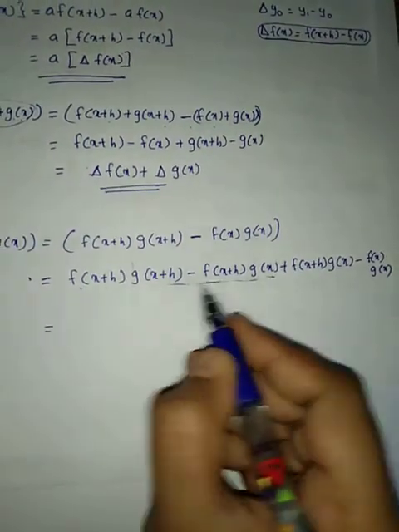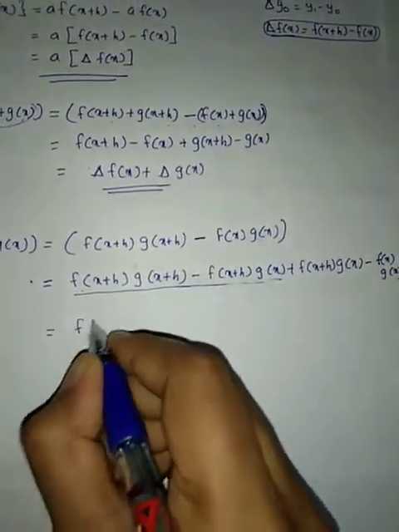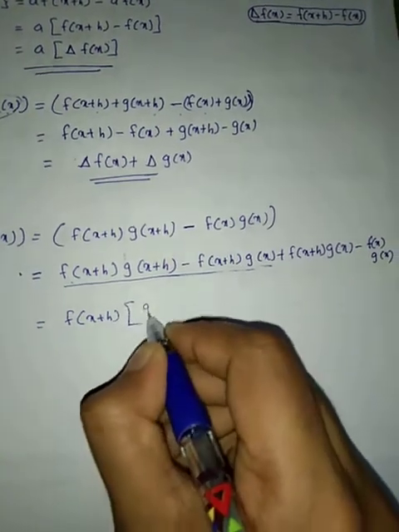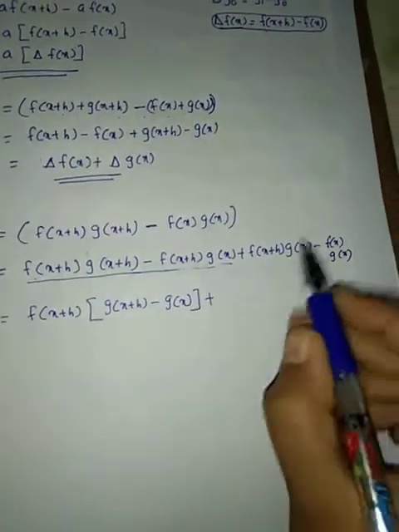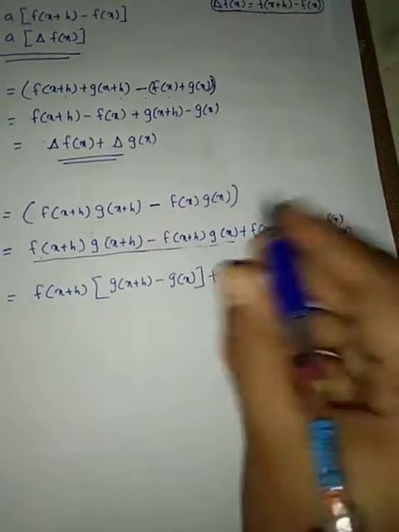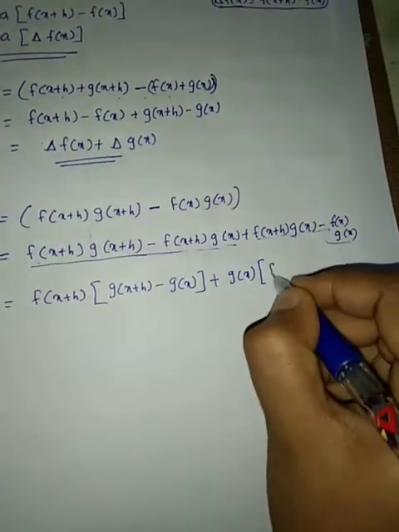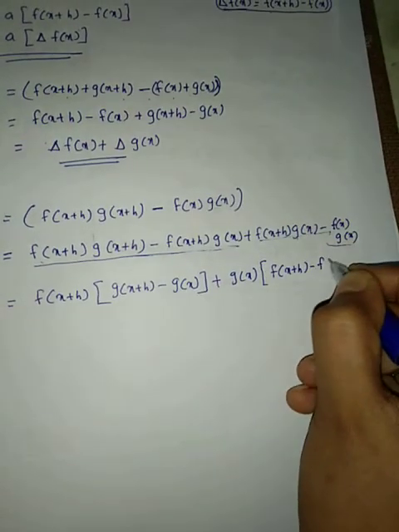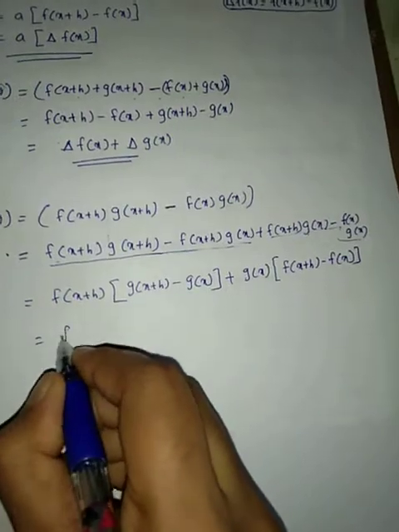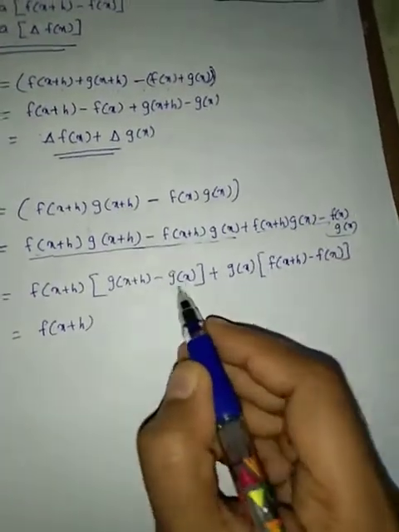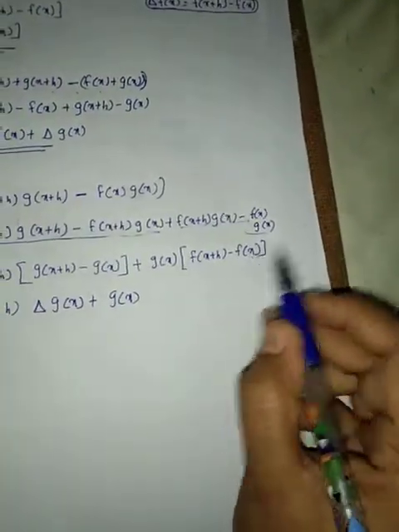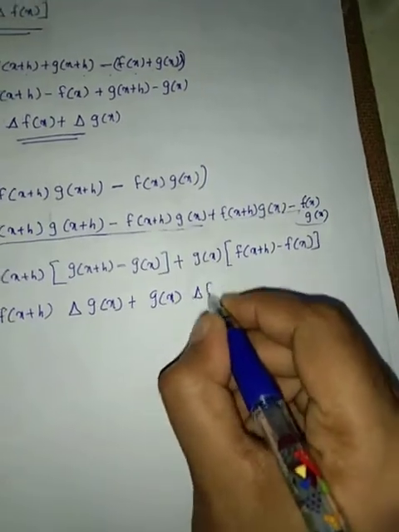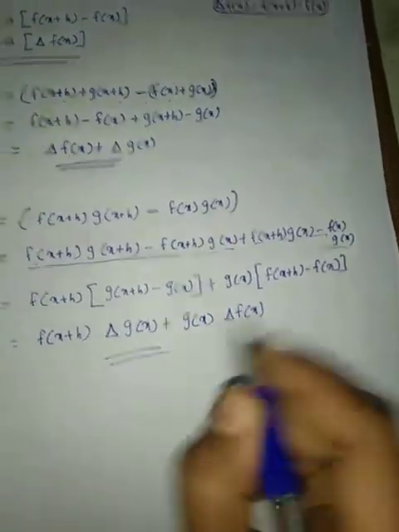Then comparing these two terms, here f of x plus h is common, so f of x plus h, then we get g of x plus h minus g of x, plus, comparing these two terms, here common is g of x, so g of x is common, we get f of x plus h minus f of x. So f of x plus h, g of x plus h minus g of x is, by definition, delta g of x, plus g of x, f of x plus h minus f of x, using definition, delta f of x. Hence the result.